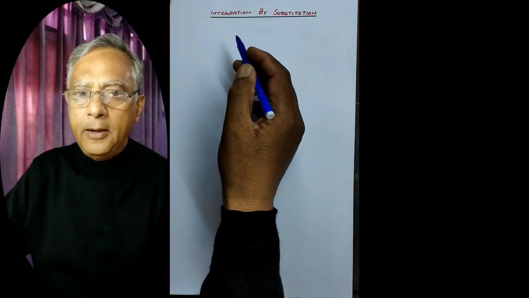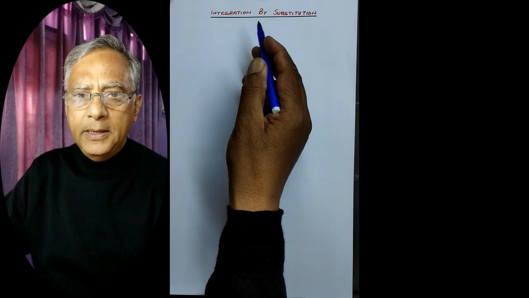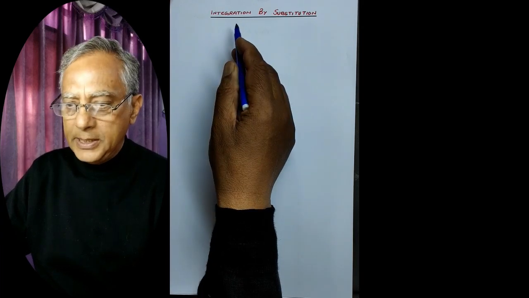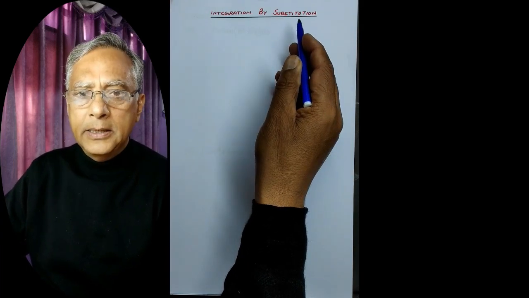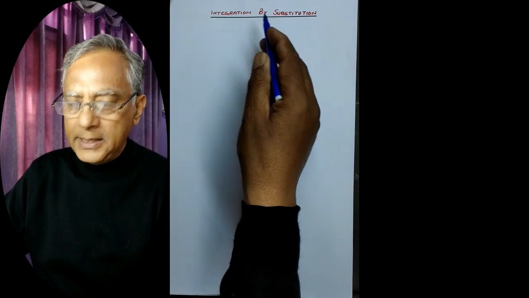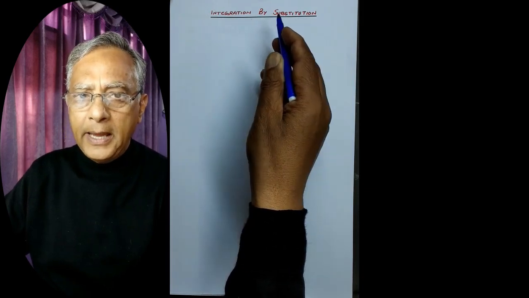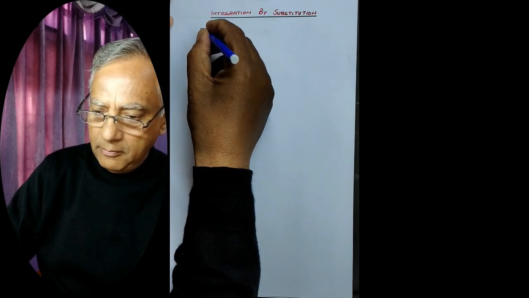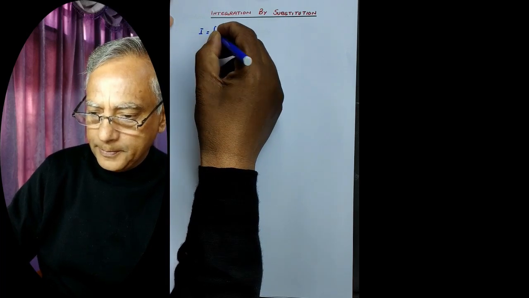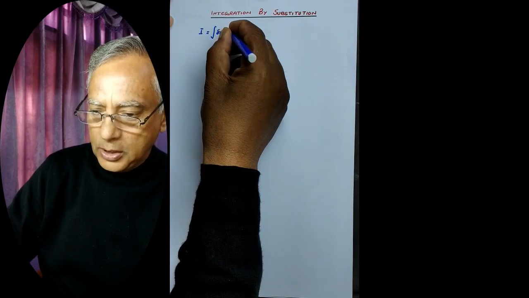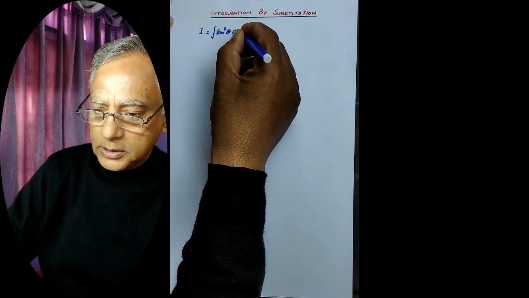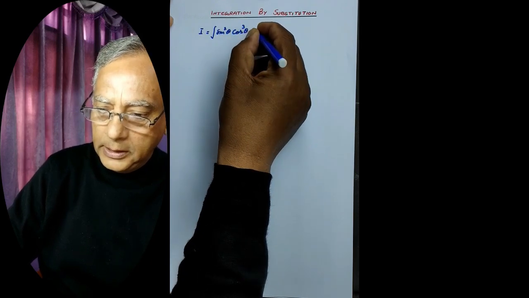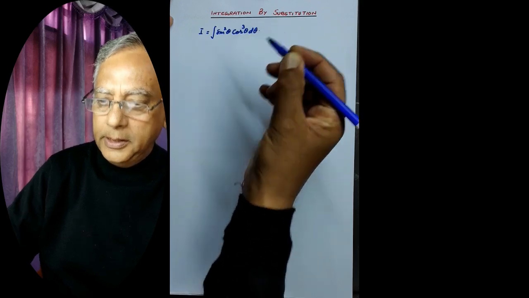Now we take up various methods of integration. First is integration by substitution. To explain this method, I am taking an example. Let I be equal to the integral of sine square theta cos cube theta d theta.